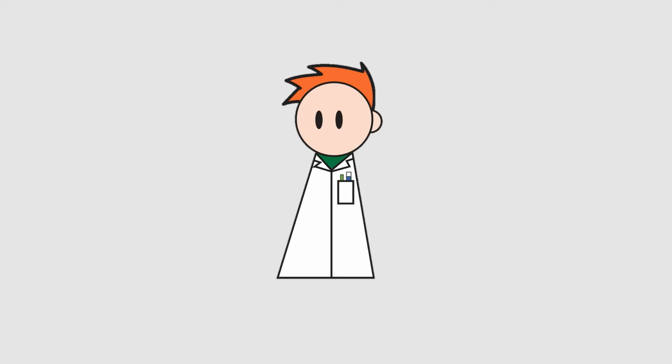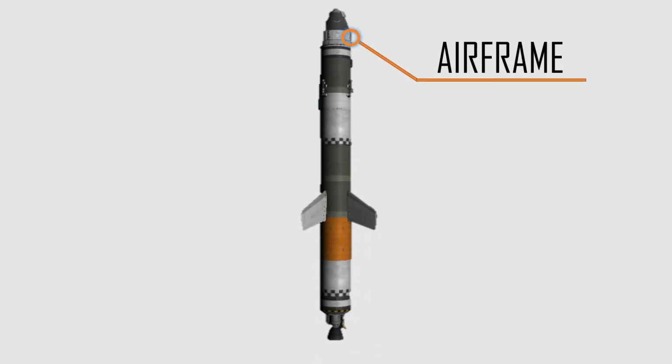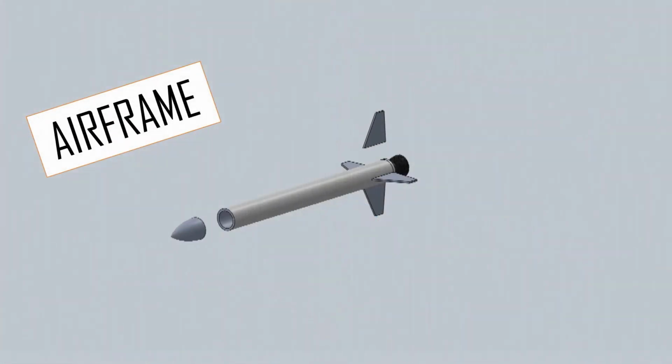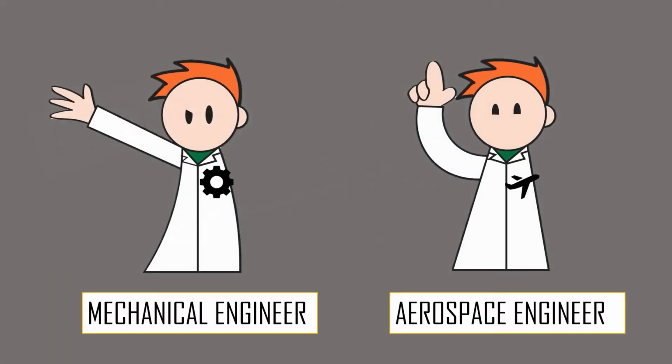While this video does not cover nearly everything about all the systems of a rocket, the larger systems that we are going to talk about are airframe, propulsion, and controls. Starting with the first one, the airframe of a rocket includes the shape and the form of the vehicle that determines its aerodynamic properties. That is, all the non-moving parts and shapes that affect the way the rocket will fly through the air. The task of designing airframes is usually placed in the hands of the mechanical and aerospace engineers.